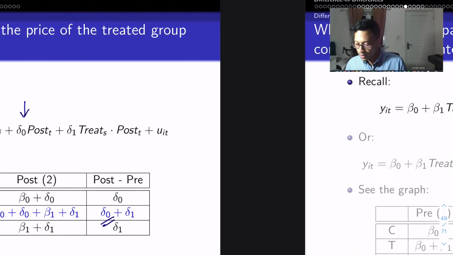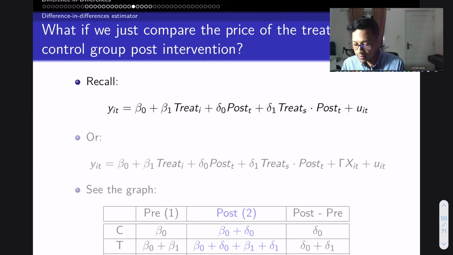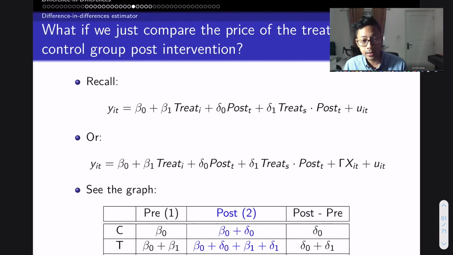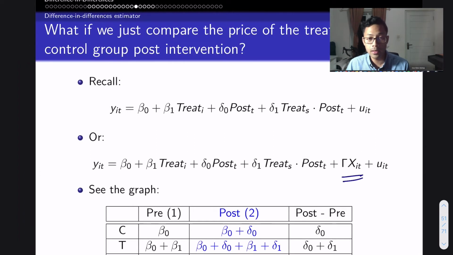Okay. And the second case, this is something that we actually did. What if we just compare the price of the treated and the control group post the intervention? Again, this is going to be the with and without method. So the with and without method, of course, we can extend by including control variables here. So the control variables, I'm going to encapsulate in a factor x.